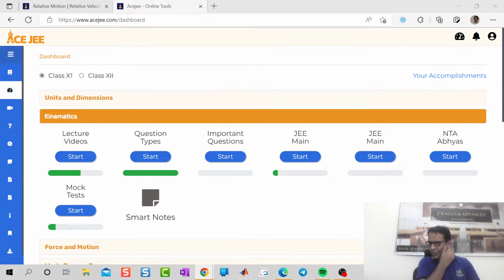Ruchika, Manan, do you guys have any questions? We're going to get started with relative motion today. We are going to talk about relative motion. We're going to start with relative position, then talk about relative velocity, and we'll look at different scenarios for that.